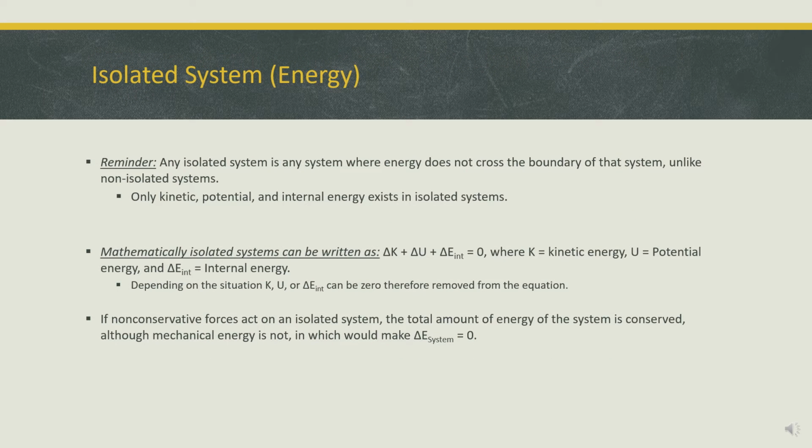Now for isolated systems. Since energy cannot cross the boundary of a system, kinetic energy, potential energy, and internal energy are the only sources of energies involved, mathematically described as the change in kinetic energy, potential energy, and internal energy is equal to 0. Like previously mentioned, if non-conservative forces act on an isolated system, the total amount of energy is conserved, although mechanical energy is not. Therefore, change in the energy of the system would be equal to 0.